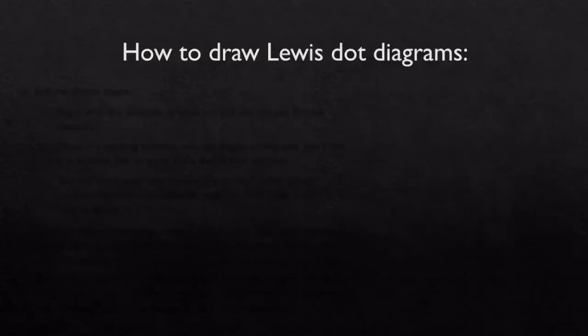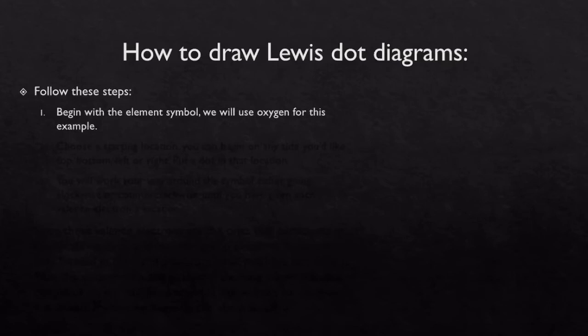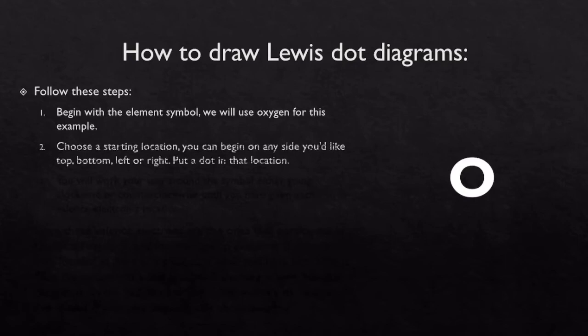All right, so when we draw Lewis dot diagrams, I kind of showed you this a little bit in the video that we were drawing Bohr diagrams in, but you want to draw the dots around your element symbol in a very specific manner, and I'll explain why when we're done drawing this example here. So you're going to want to follow these steps. You're going to begin with the element symbol, and in this case, we're going to use oxygen for our example. So there's my O for oxygen. And then we're going to choose a starting location, and you can begin on any side you like, top, bottom, left, or right.